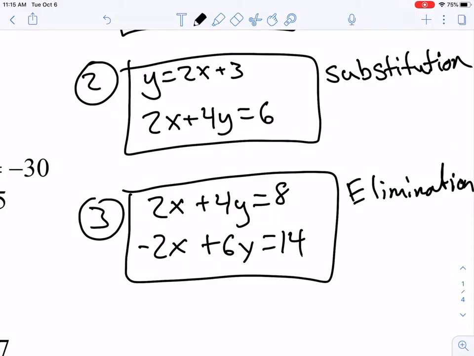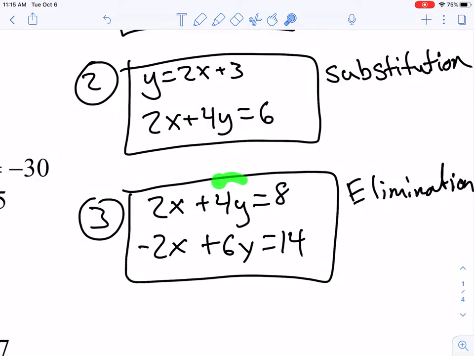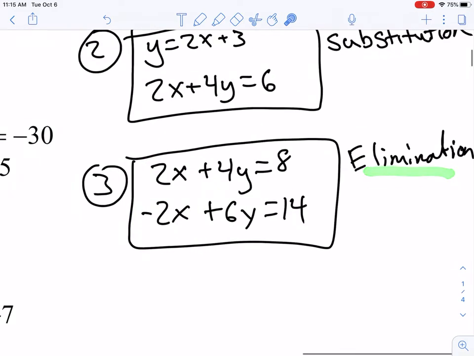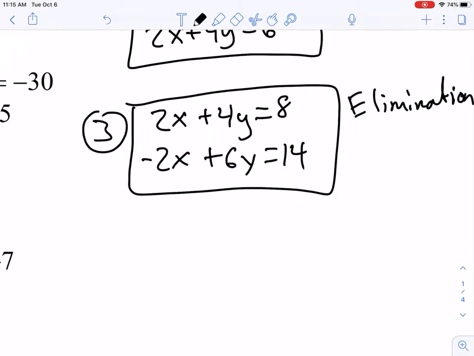And sometimes things will eliminate. So if we were to put both of these equations together, 2x and negative 2x would cancel each other out. And then we would get 10y and we would get 22. So 10y equals 22, and then we could solve for y. The most important part to elimination is having two values that are going to cancel each other out. What we will be doing through this unit is learning how to manipulate the values so that they cancel out.